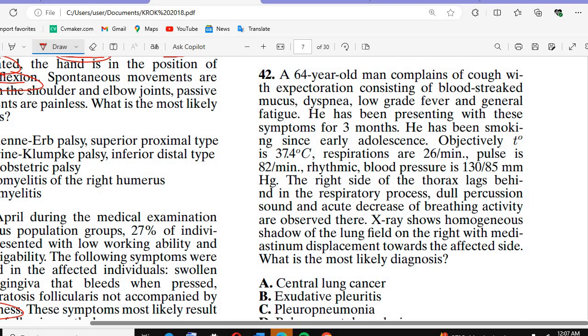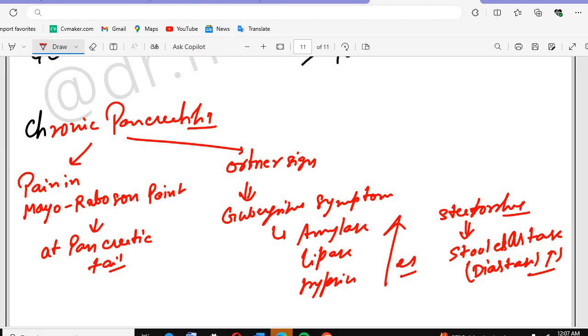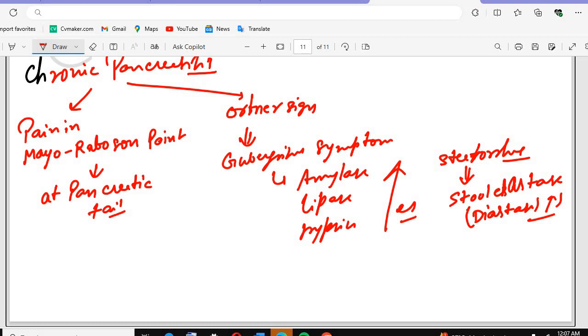Question number 42. A 64-year-old man complained of cough with expectoration consisting of blood-streaked mucus. Okay, read the question. I am directly coming to it. So we have two conditions.